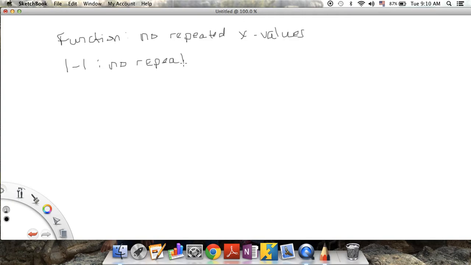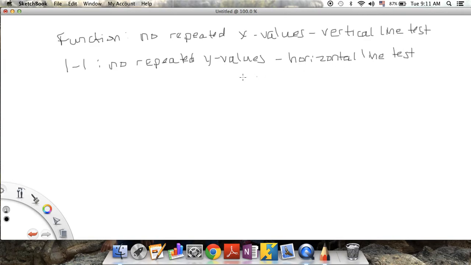Now, one thing you need to remember, for a relation to be a function, you've got to have no repeated x values in your ordered pairs. For it to be one-to-one, we had to have no repeated y values. Remember, for the function, we did the vertical line test, and for the one-to-one, we did the horizontal line test. Now, for a function to have an inverse that is a function, the original function has to be one-to-one.